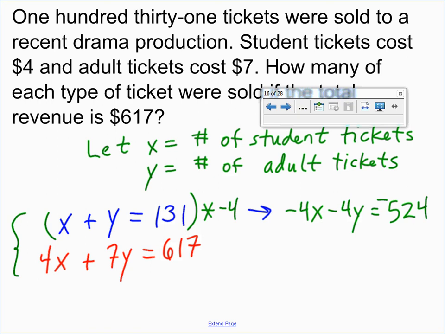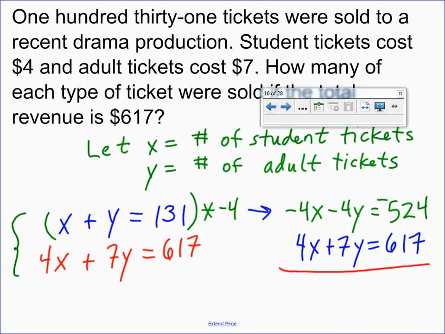And I'll rewrite the second one as is. No change there because I wanted to make exact opposites. The second one was already 4x plus 7y equals $617. Why have we done this? Take a look. We've created exact opposites in the x term. So now when I add the two equations together, my favorite step, positive 4x combined with the negative 4x is 0x's. And they've been eliminated.